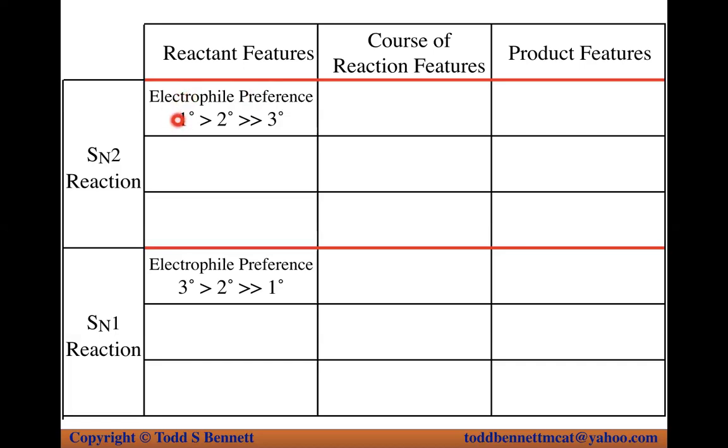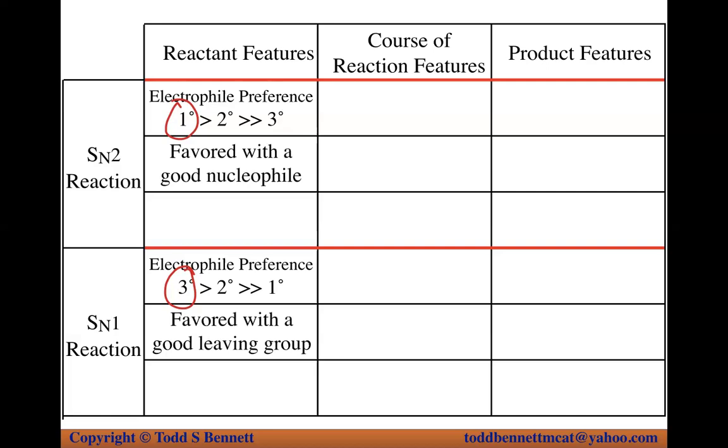So if it's primary, it's SN2. If it's tertiary, it's SN1. When it's secondary, it could go either way, so we need to consider other factors. A good nucleophile will have a tendency to force its way on, so SN2. A good leaving group, SN1. But if you have a scenario where you have both a good nucleophile and a good leaving group, then again, it's going to be a toss-up.